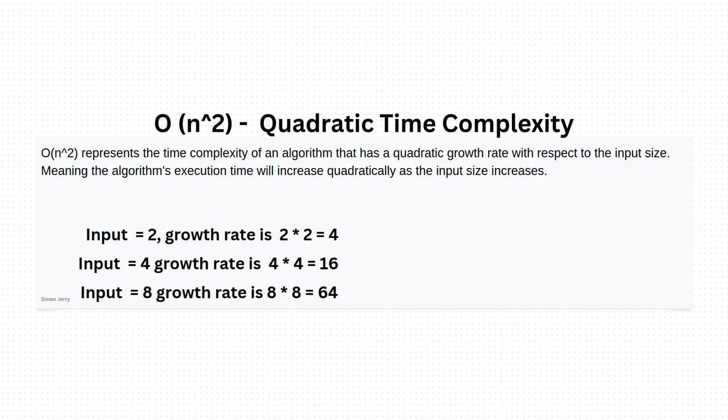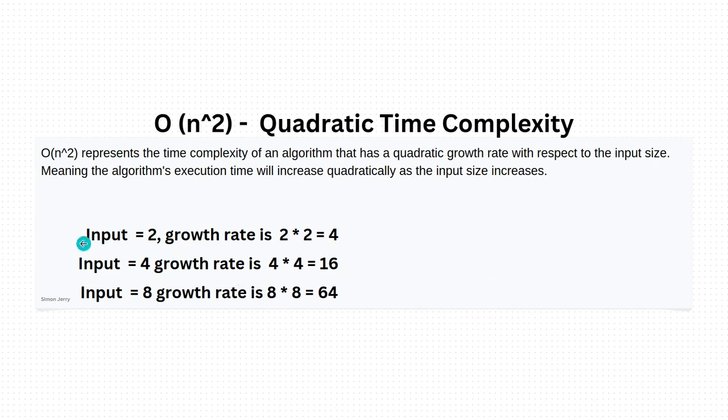So what is O(n) squared in Big O notation? O(n) squared represents the time complexity of an algorithm that has a quadratic growth rate with respect to the input size, meaning the algorithm execution time will increase quadratically as the input size grows. So basically, an algorithm that is labeled as O(n) squared is going to square the size of the input.